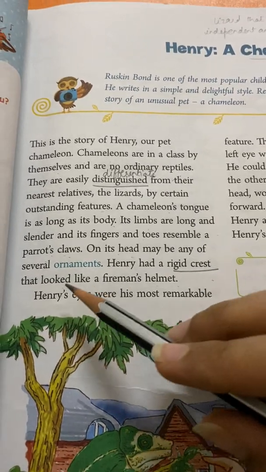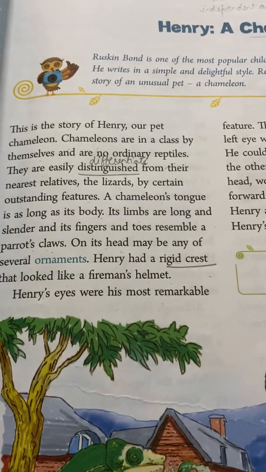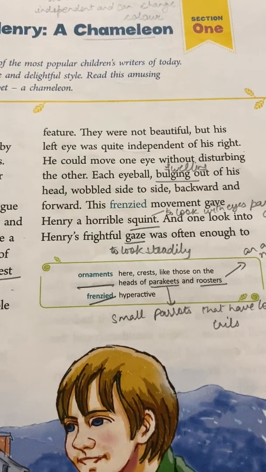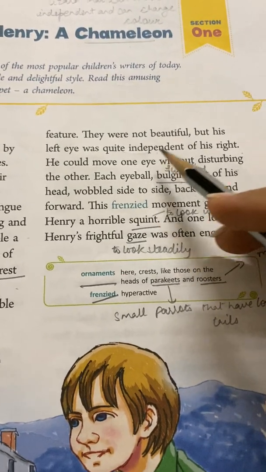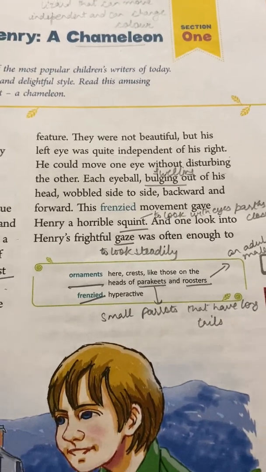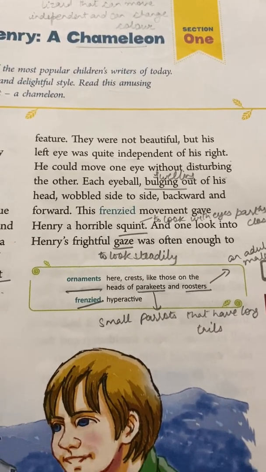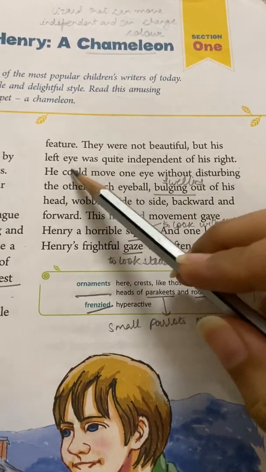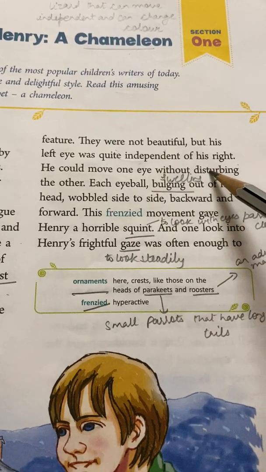Henry's eyes were his most remarkable feature. Henry's eyes were the most remarkable. Why? Because they were most attractive, and they were not beautiful, they were just attractive. Why were they attractive? Because people used to get scared when we look into his eyes. They were not beautiful, but his left eye was quite independent of his right.